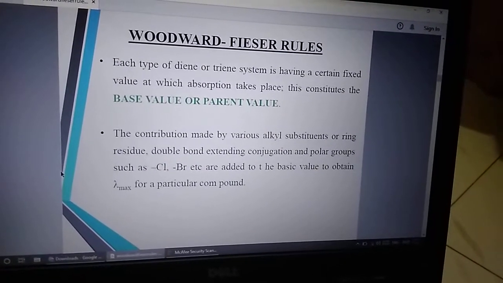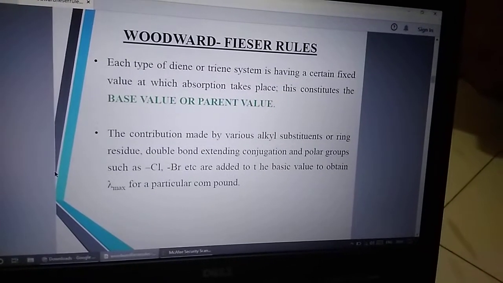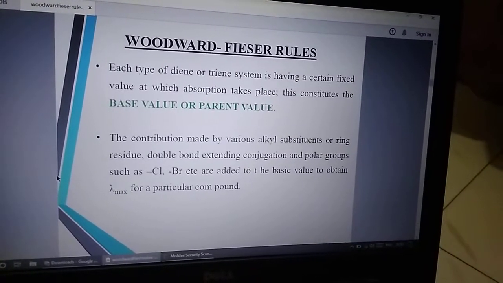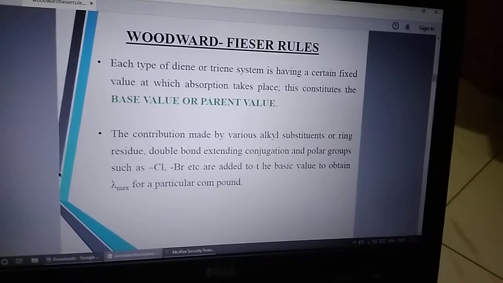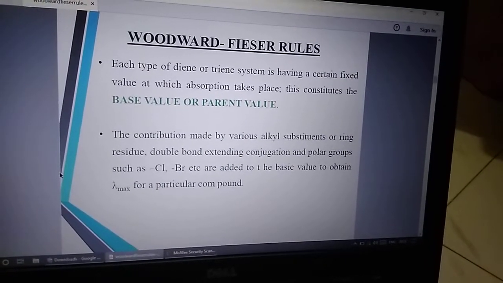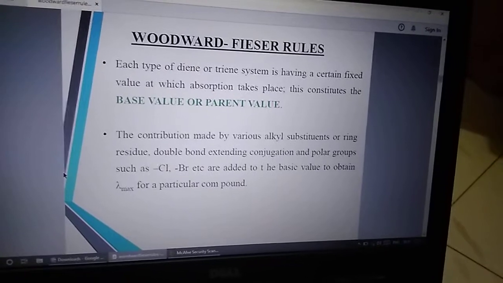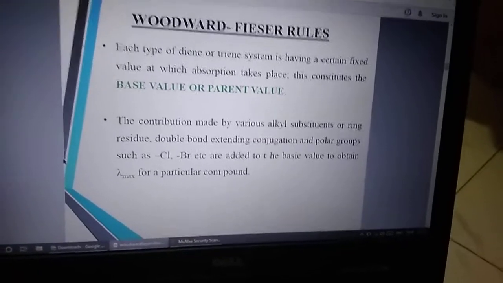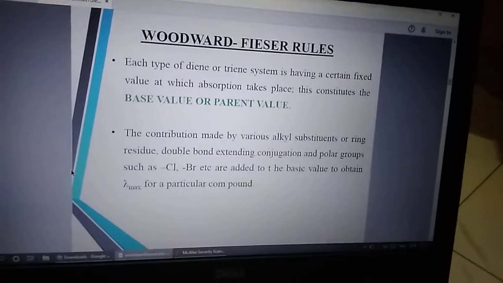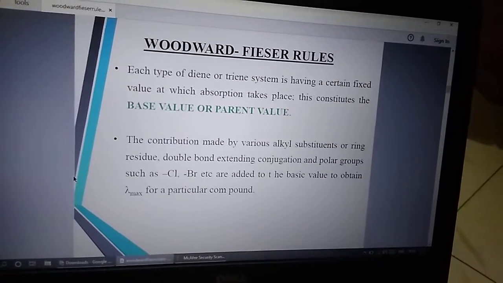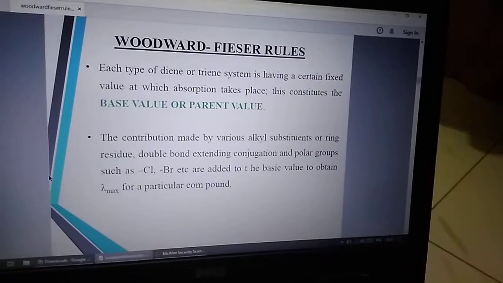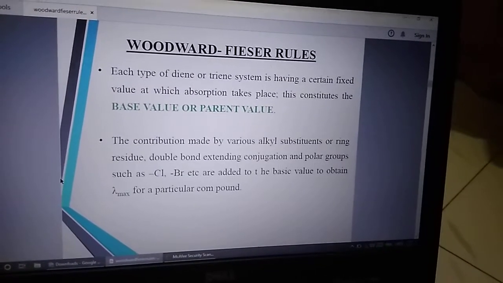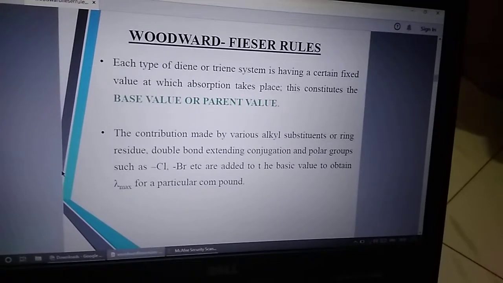Woodward gave some rules for finding the lambda max for various compounds like dienes, trienes, and alpha beta unsaturated carbonyl compounds, etc. First we are going to see how to calculate the lambda max for these compounds. You know what a diene is: ene means double bond, diene means two double bonds, and triene means three double bonds.